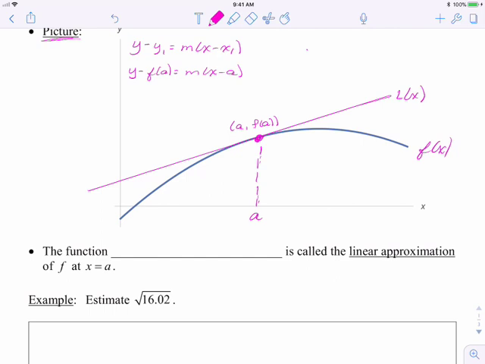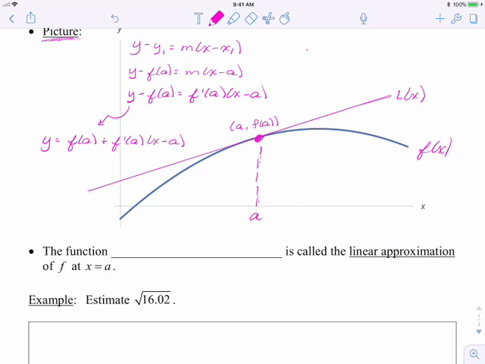Now for the slope of this particular function, of course, that's the value of the derivative of f when x equals a, hence f prime of a. So y minus f of a is equal to f prime of a multiplied by the quantity x minus a. Now if I take this equation and solve it for y, by adding f of a to both sides, y is equal to f of a plus f prime of a multiplied by the quantity x minus a.